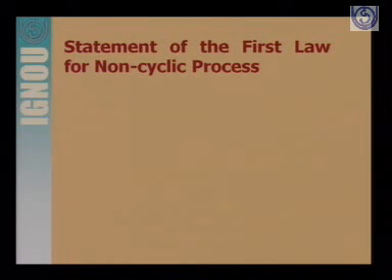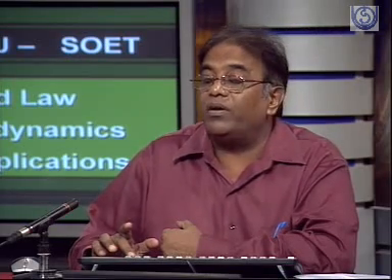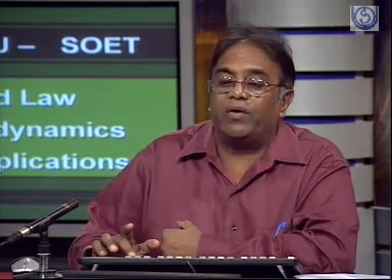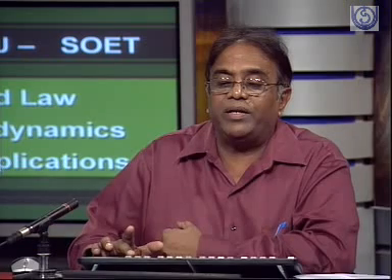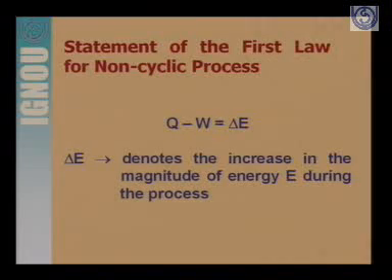Now we have already discussed the first law of thermodynamics for the cyclic process. Now let us see what will be the expression for the first law of thermodynamics for the non-cyclic process. For the non-cyclic process, you see that the expression is Q minus W is equal to delta E. Here Q is the heat supplied, W is the work done either by the system or on the system, and delta E is the change in energy. So delta E denotes the increase in the magnitude of energy E during the process.